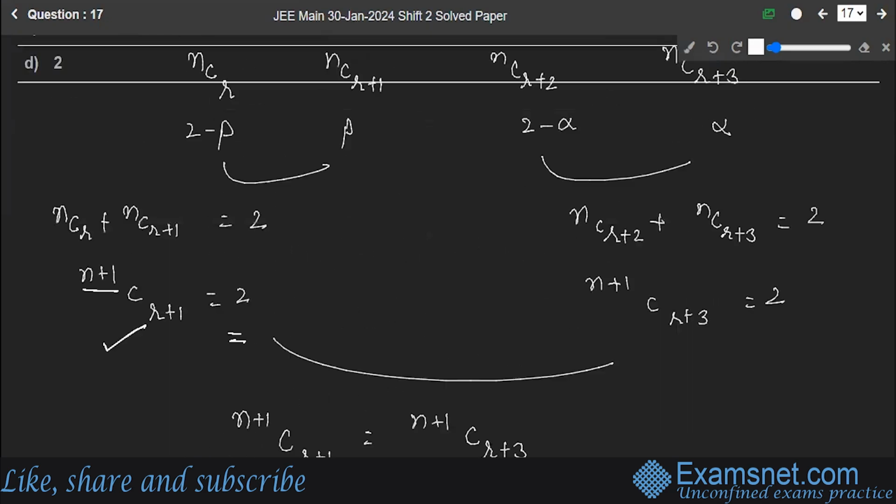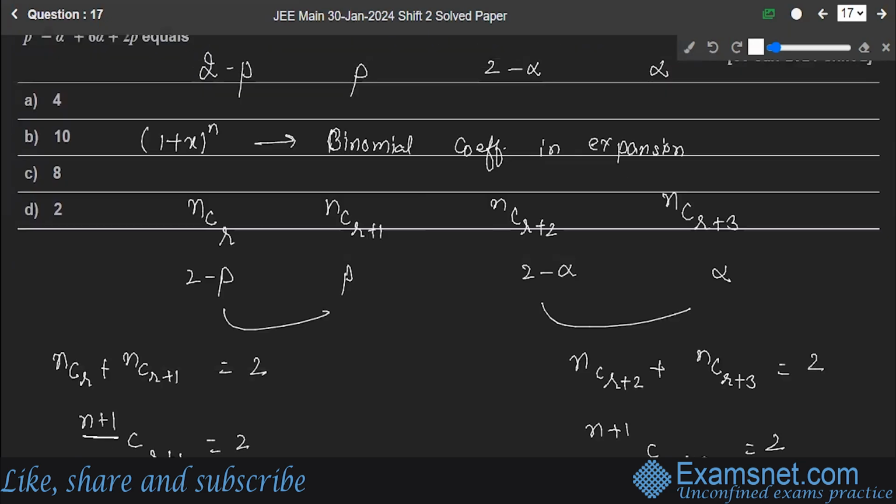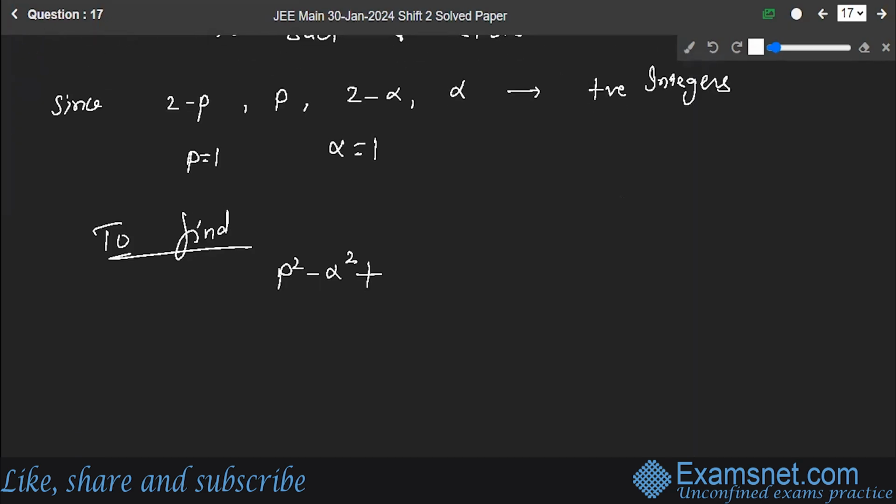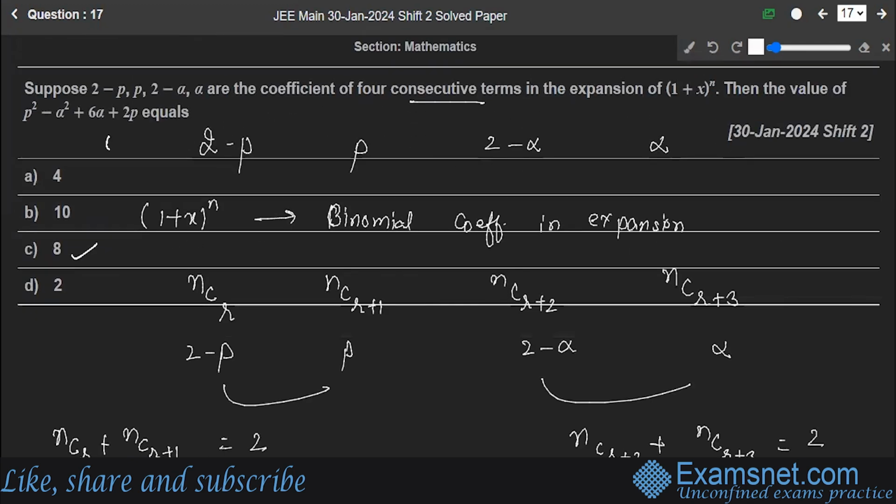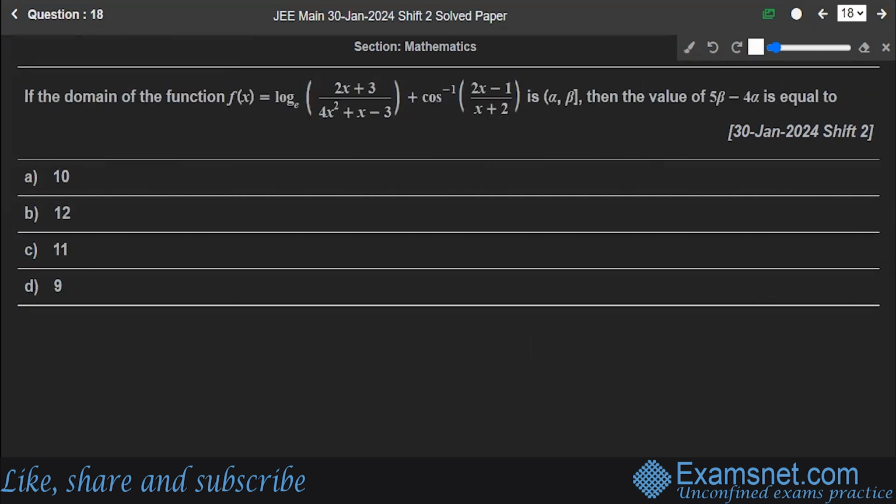Then it was plus 6 alpha plus 2p. This will be 1 minus 1 plus 6 plus 2, that's 8. So this is the right answer, Option C. Hope you're clear with this. Let's move to the next question, number 18.